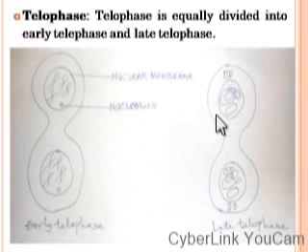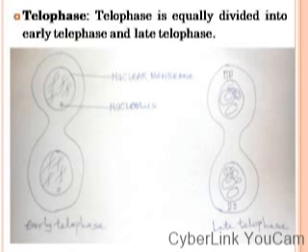Let us look at the late telophase. At late telophase, the chromosomes become elongated and form a network of fine threads called chromatin threads. That is about the stages or phases of mitotic cell division.